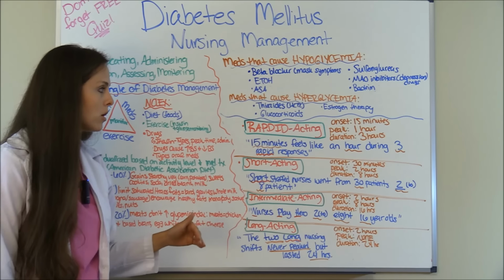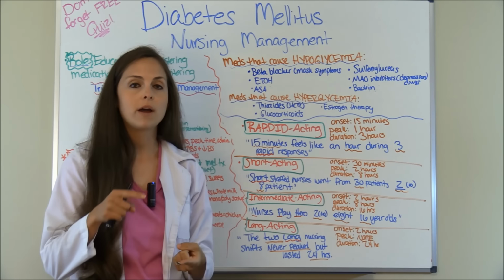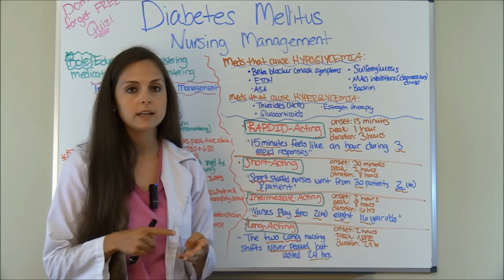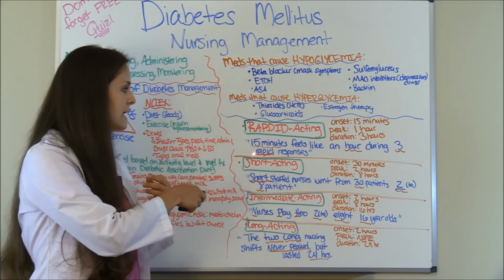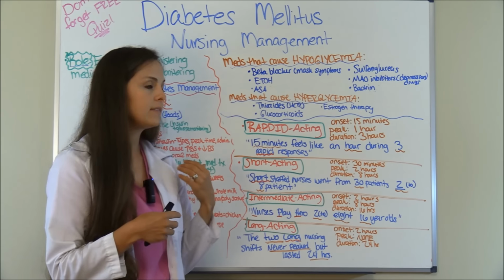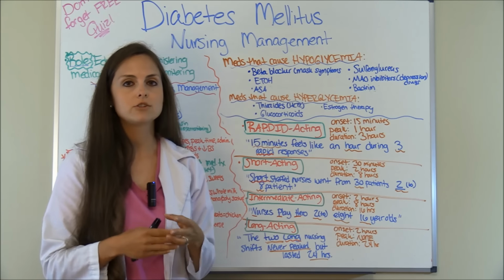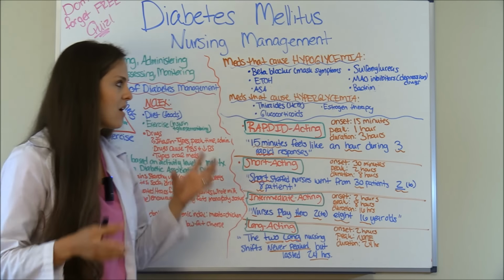And each of these mnemonics is going to tell you whether it's rapid, short acting, or intermediate, or long. And each number will correlate in the same order with onset, peak, and duration. So let's see what they say.